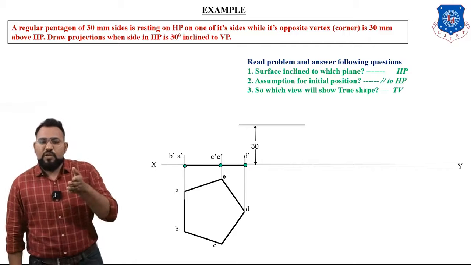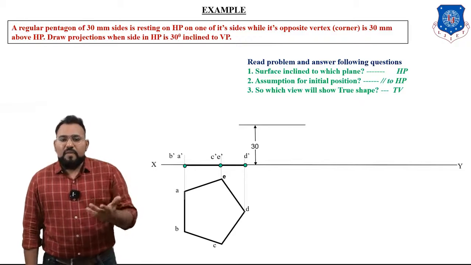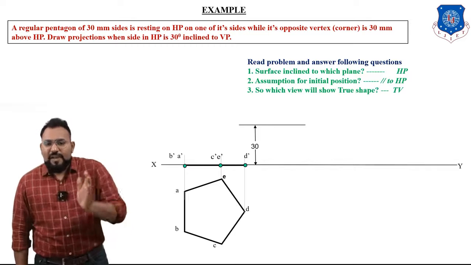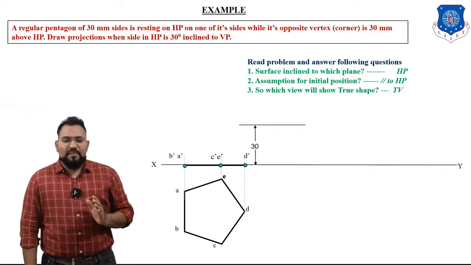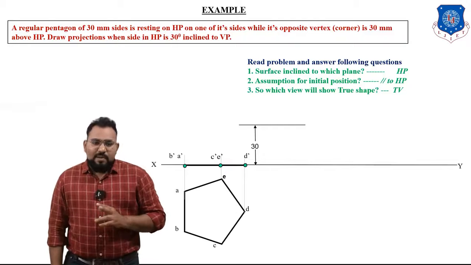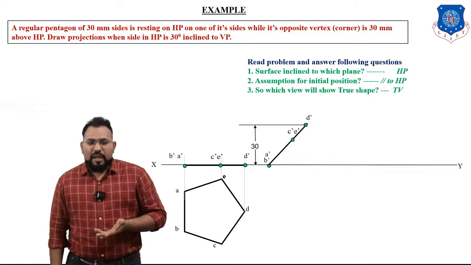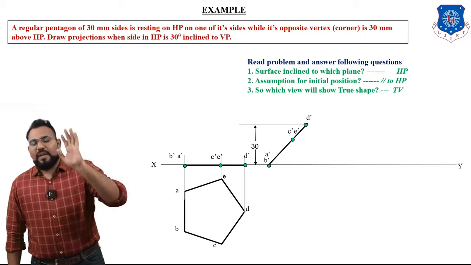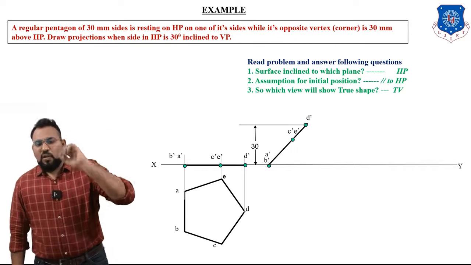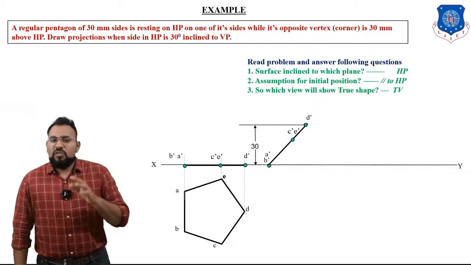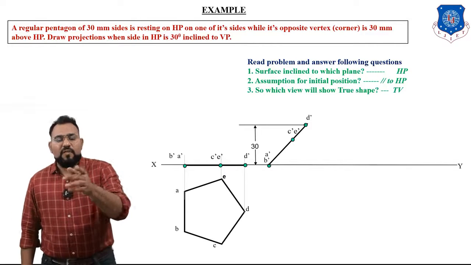Okay, so first, to locate point D dash, we will randomly draw one horizontal line which is 30 mm above XY line. So you can see that on your screen. Okay, now we have to mark point D dash on this line which is 30 mm above XY. Now you can see that I have drawn this line, but how I have drawn that question must come to your mind. So let me explain how I have drawn this line.